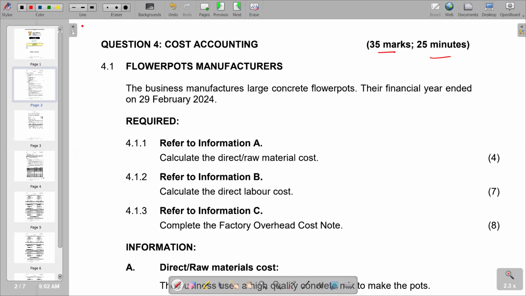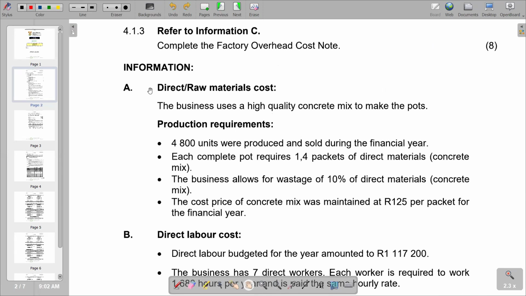The required part, 4.1.1, refer to information A, calculate the raw or direct material costs with formats. So we can go to our information A and try to calculate our direct or raw material cost. This is our information A, where we have our direct or raw material costs. It reads, the business uses a high quality concrete mix to make the pots. The production requirements: 4,800 units were produced and sold during the year.